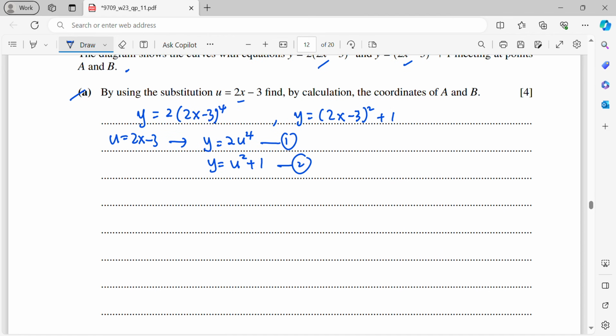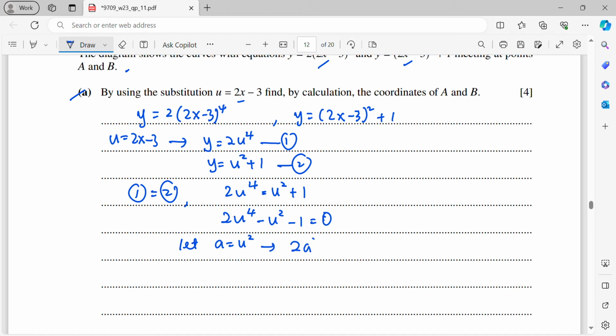Okay, so since they are intersecting, now we need to solve simultaneous equations. Let the first equation equal the second equation. So 2u to the power 4 equals u squared plus 1. That means 2u to the power 4 minus u squared minus 1 equals 0. Now, this can be factorized. So you can let u squared equal a, or if you don't want, you just remain in this form. Okay, probably I just write let a equal u squared. That means this is 2a squared minus a minus 1 equals 0.